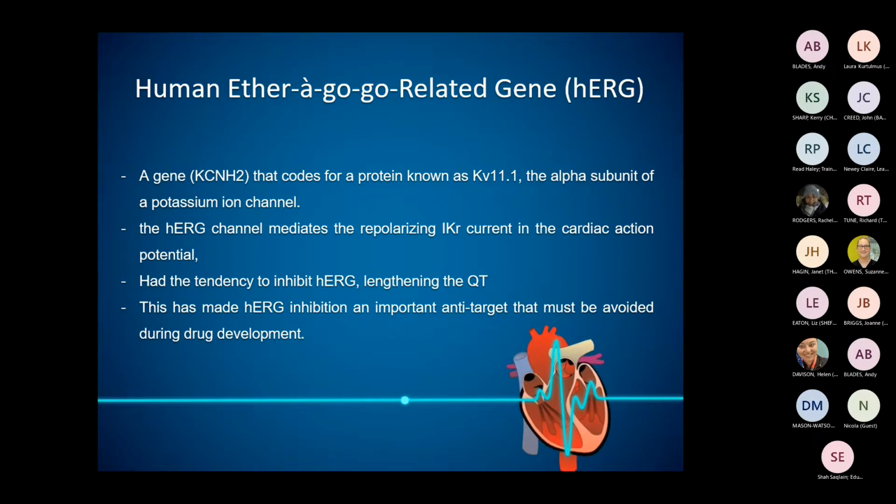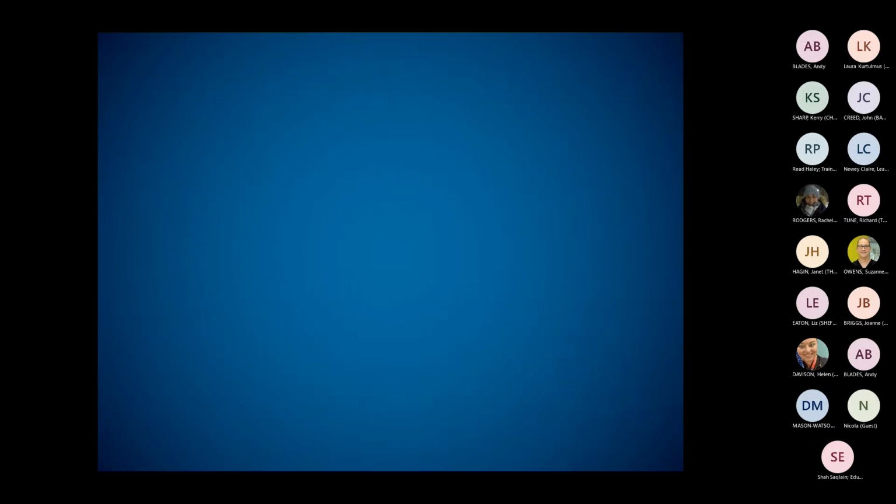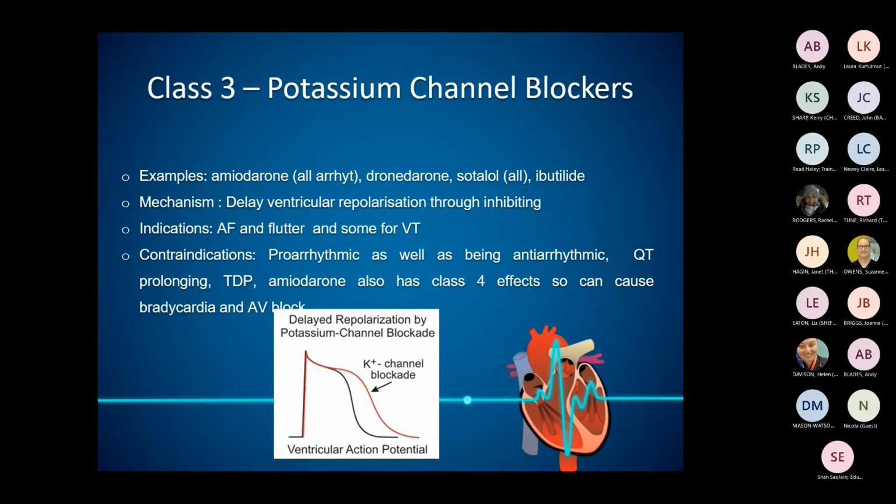Like I said, it's a very complex issue, but there's hopefully a few things around why QT prolongation occurs. I mentioned amiodarone is a potassium channel blocker, and therefore what we're saying is this class of drug, and hopefully you can work with me on this, is by default QT prolonging. Because what do they do? They delay that repolarization phase.